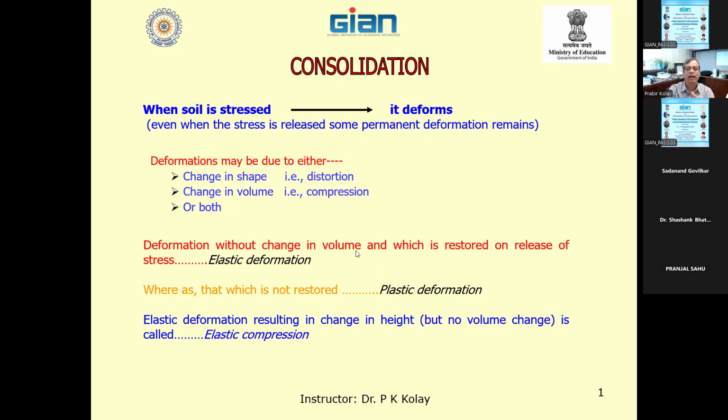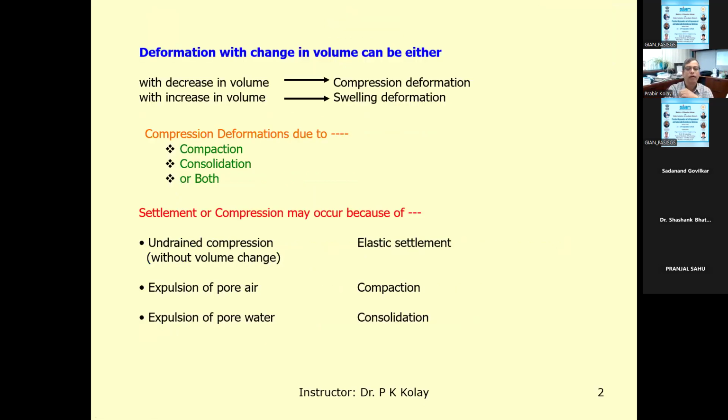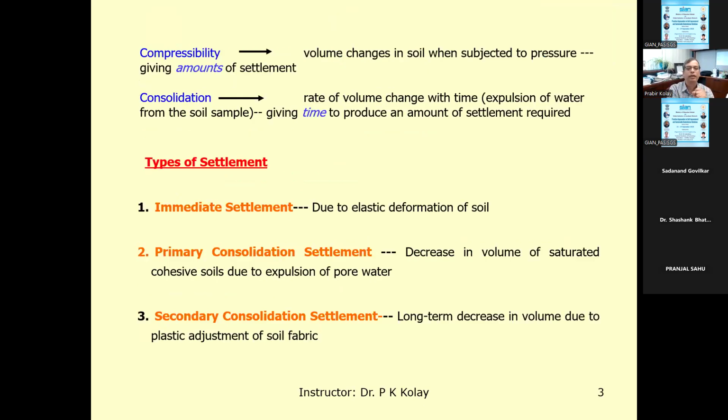So obviously, I'm not going into details over here. There is the change in shape, distortion, and compression, all this stuff. When you do the consolidation test, you can find out the different parameters to get the idea of how to calculate the settlement. So we can find out the immediate settlement, primary consolidation settlement, and secondary consolidation settlement.